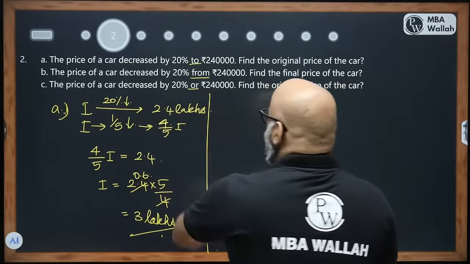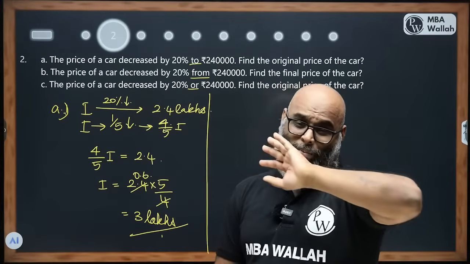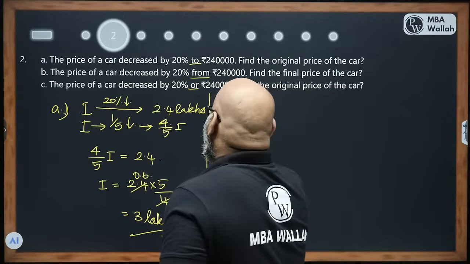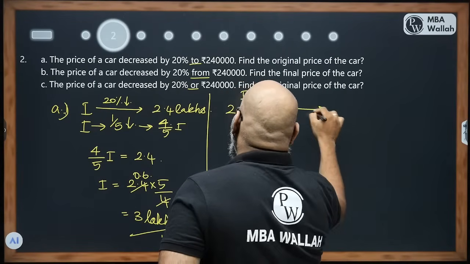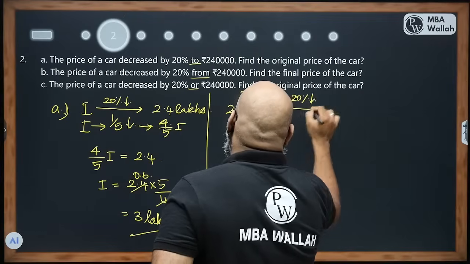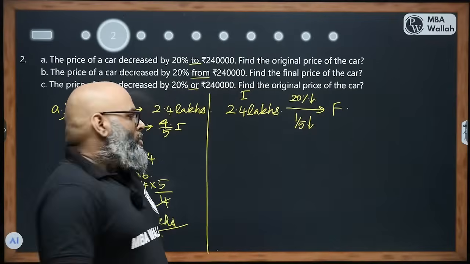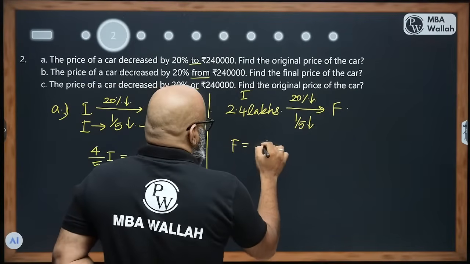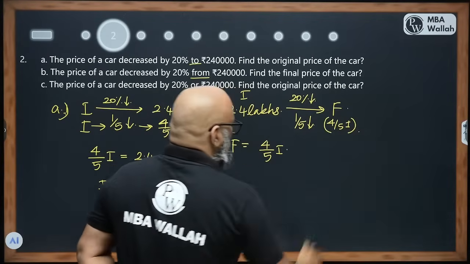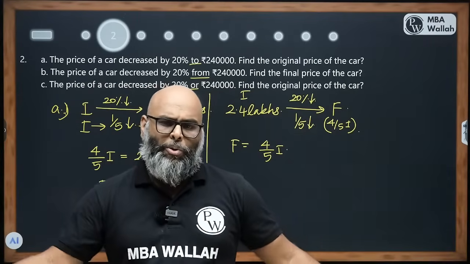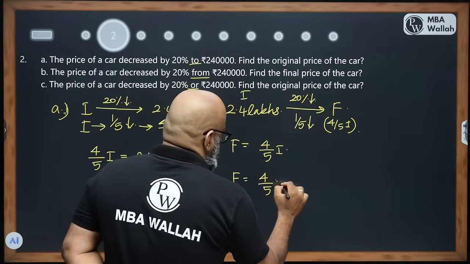Look at the second question. The price of a car decreased by 20% from 2.4 lakhs. What does this signify? Your initial value is 2.4 lakhs. This is your initial value, has gone down by 20%, which is 1/5 reduction to my final value. So can I say my final value is nothing but 4/5 of my initial value, 4/5 times I. Can we say that's 4/5 of the initial value? Or I'll simply say F is equal to 4/5 into 2.4.